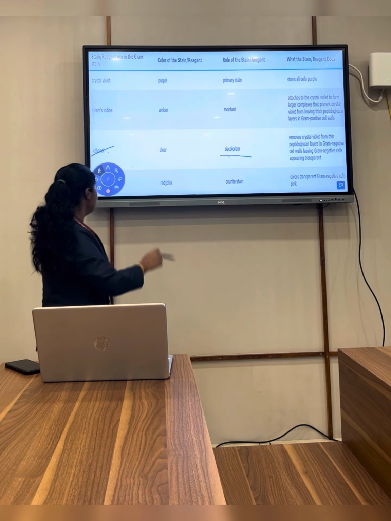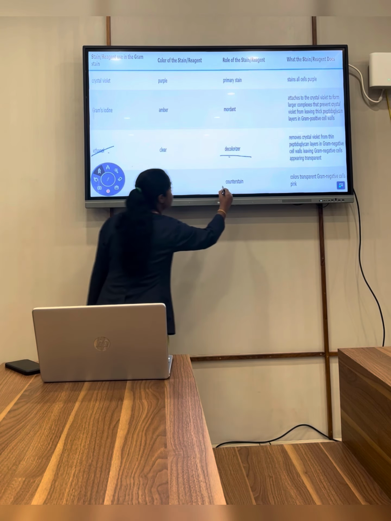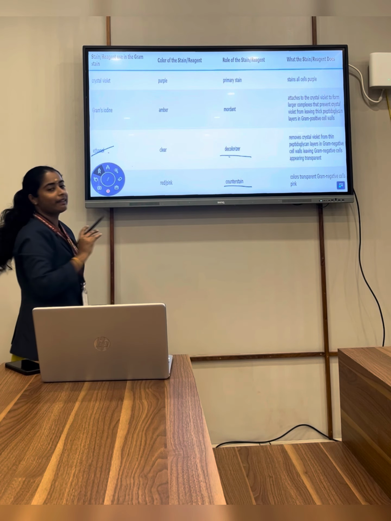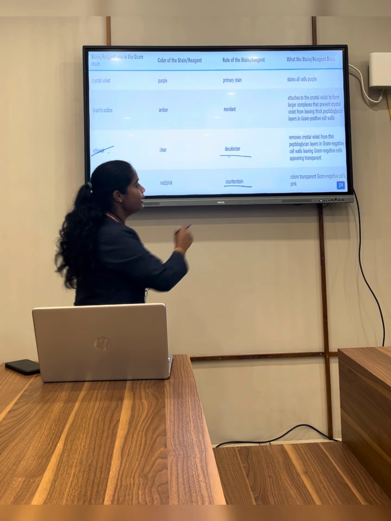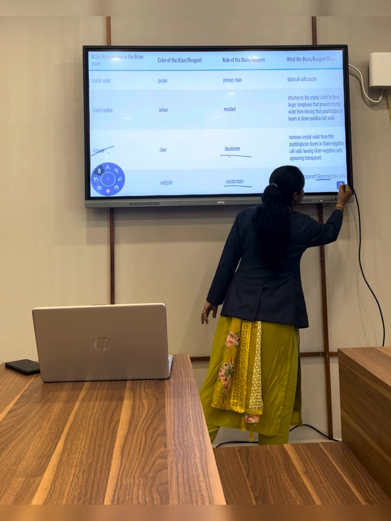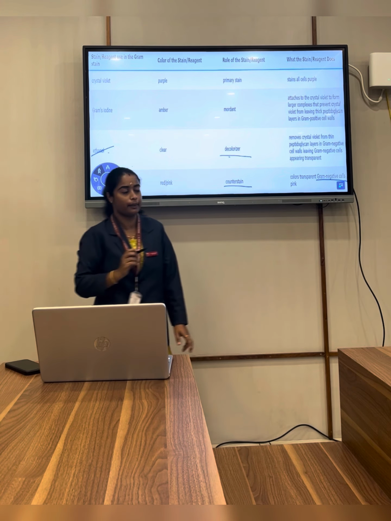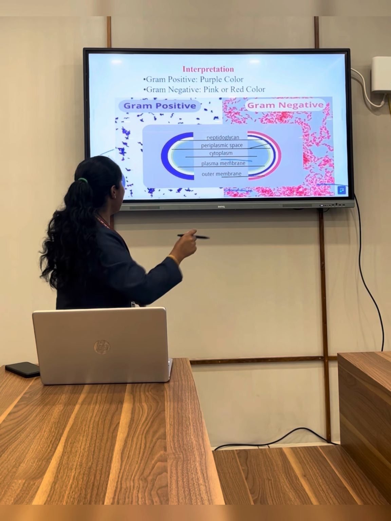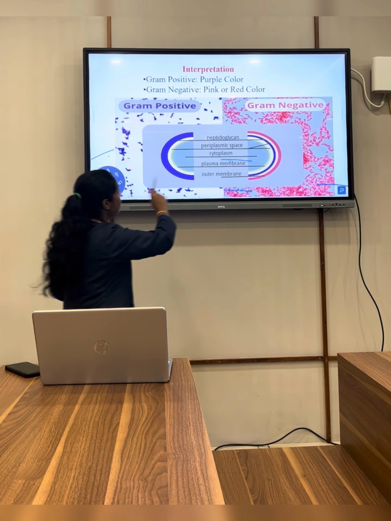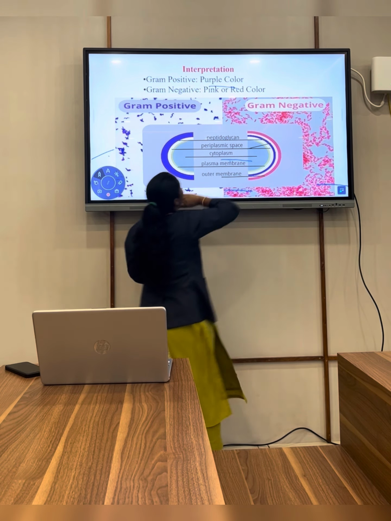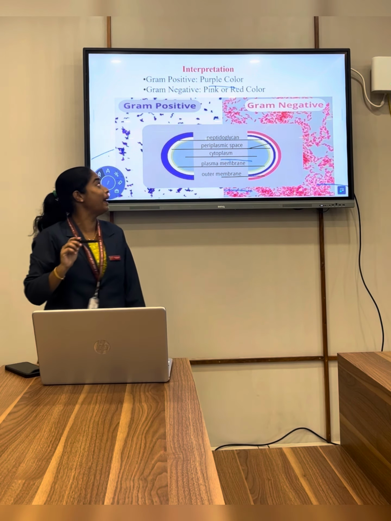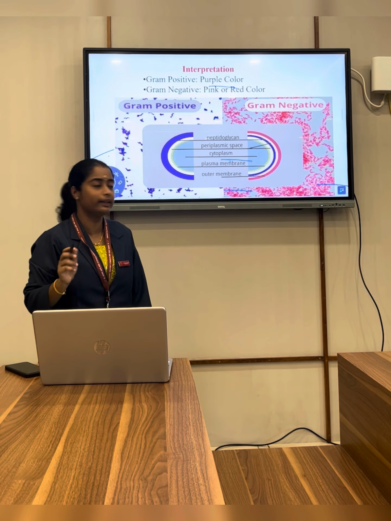And after that, we apply the counter stain, safranin. It is a red or pink colored stain. It stains only the gram-negative cells. As a result, we get the gram-positive bacteria in purple color and gram-negative bacteria in pink or red color.